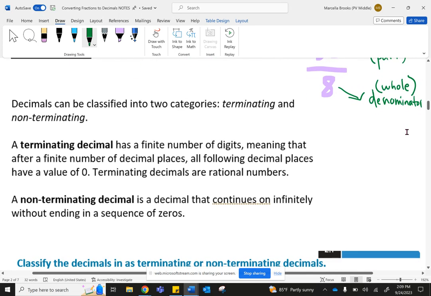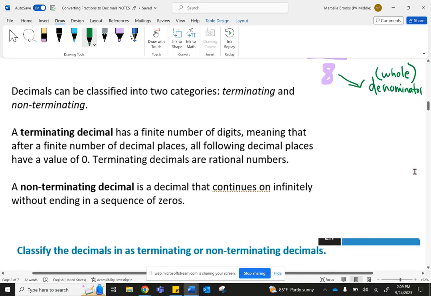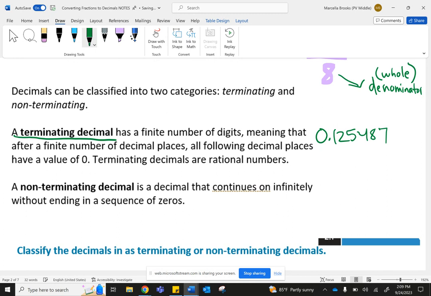All right, so the rest of our vocab here is terminating. A terminating decimal has a finite number of digits. Finite means it's not going to go on forever. It could be a long decimal, but eventually it's going to end. If you see a decimal like 0.125487, that's a terminating decimal because it stopped. There are no more digits after the 7.